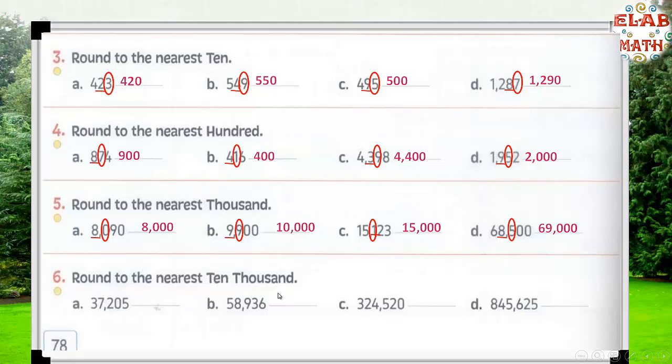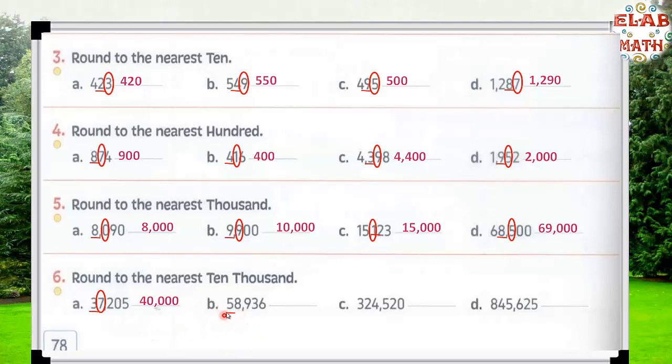Next one, round to the nearest 10,000. You should search for the 10,000 place here. In 10,000 place we have 0, put a line, and circle the next digit. We have 7. 7 is more than 5, that means you should add 1 to this digit, it will be 40,000.